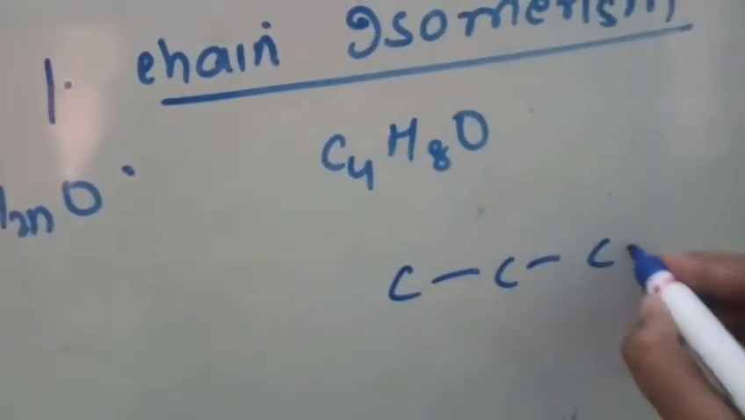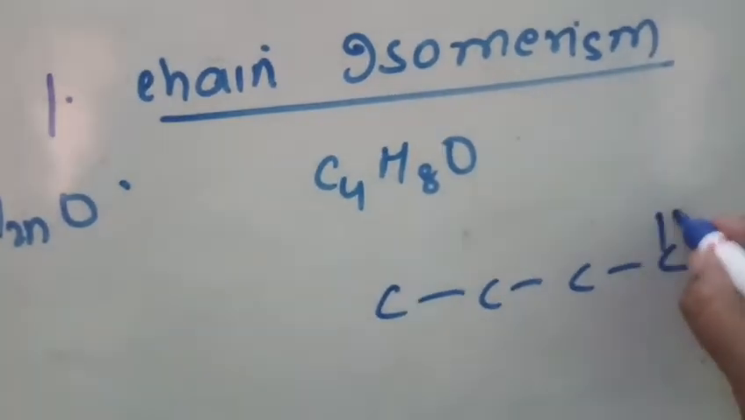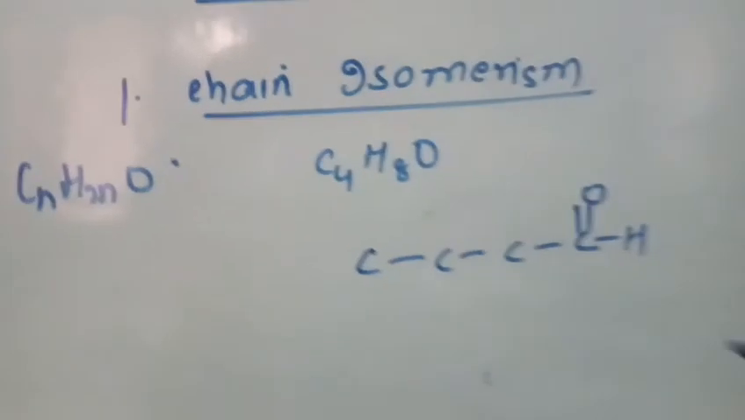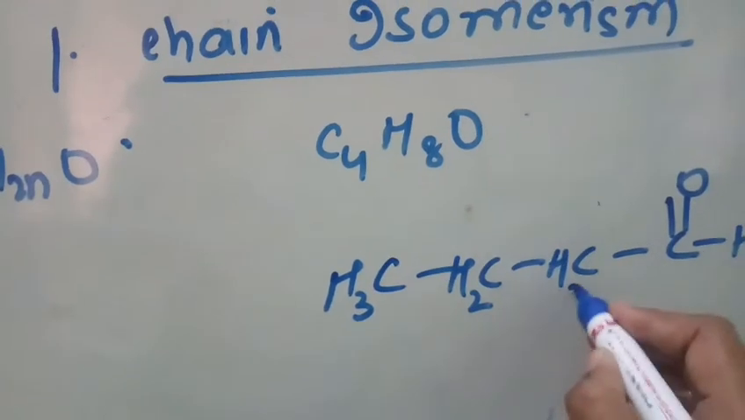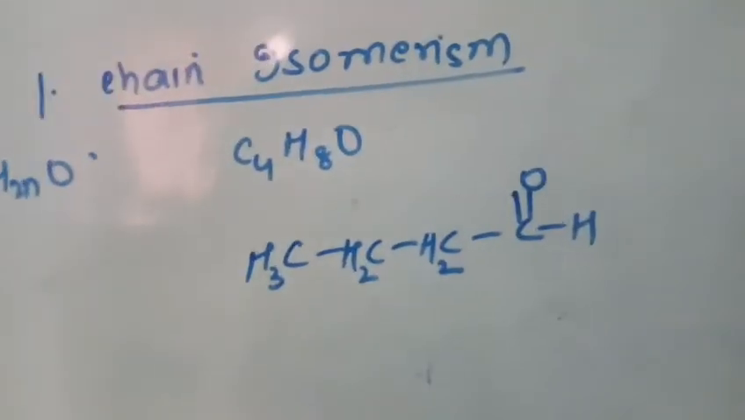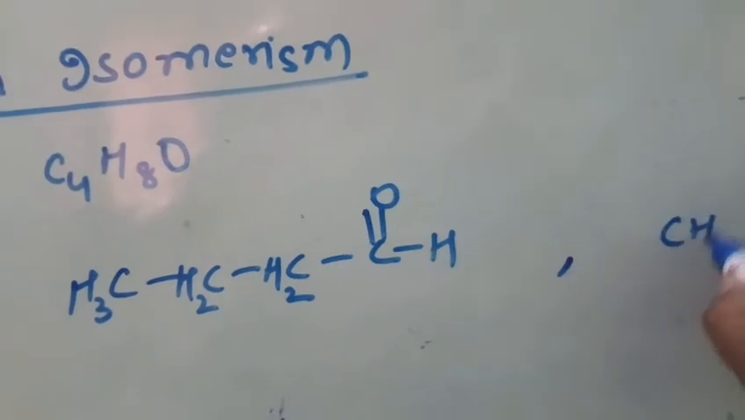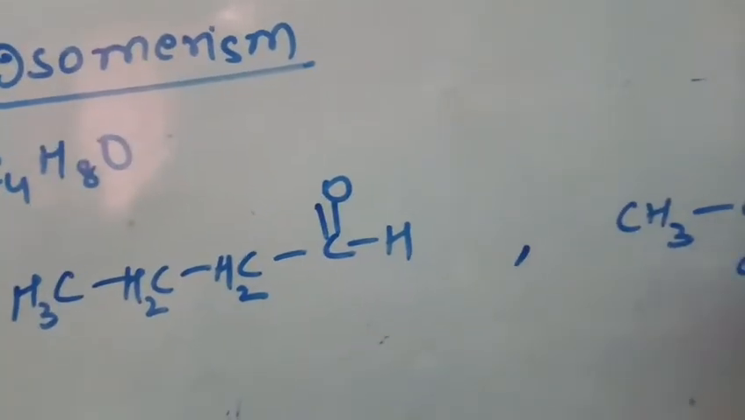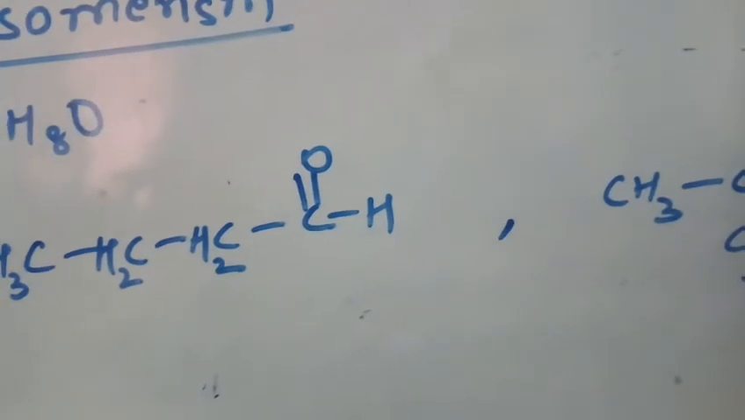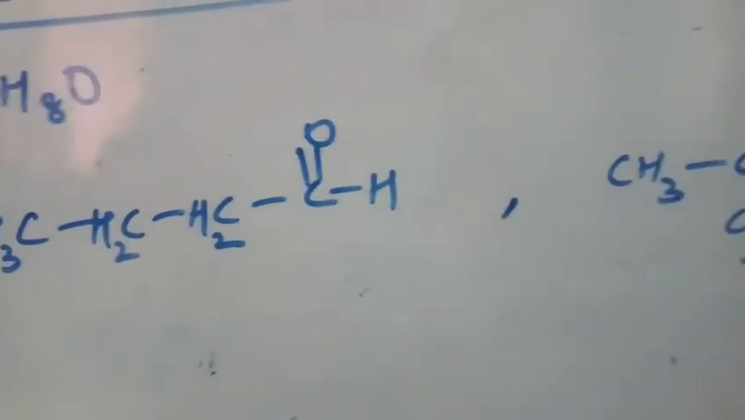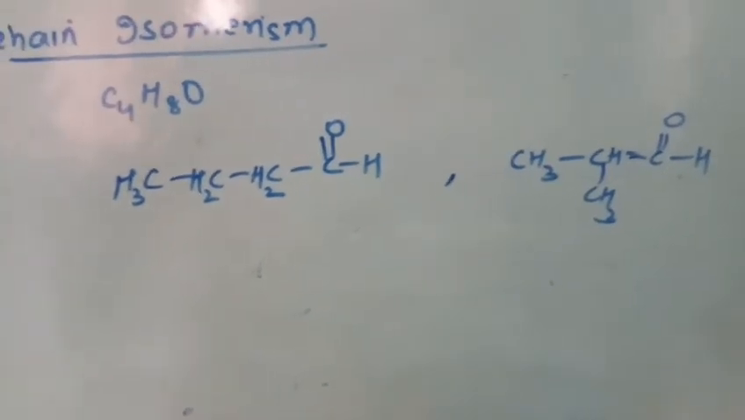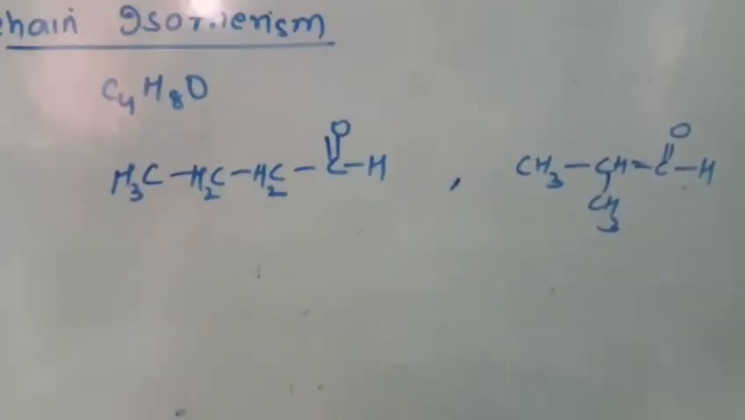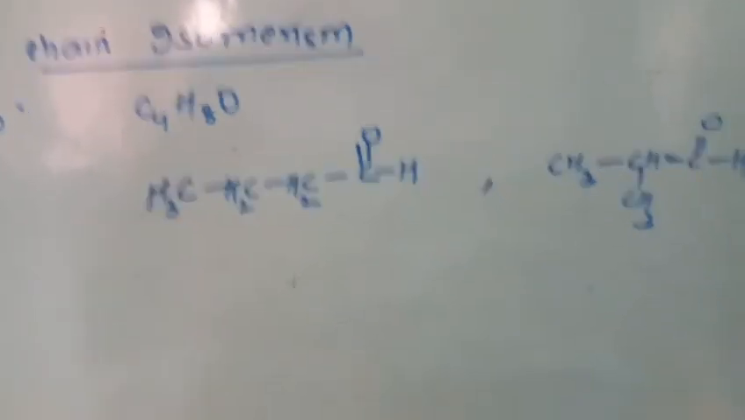We have to draw chain isomers out of it. For drawing the chain isomers, first draw 4 carbons. Since you have to make an aldehyde or ketone, to draw the chain isomer you make the functional group. So this is one isomer, and the other one will be this. See, we have two chain isomers. The first one is butanal, the second one is 2-methyl propanal.